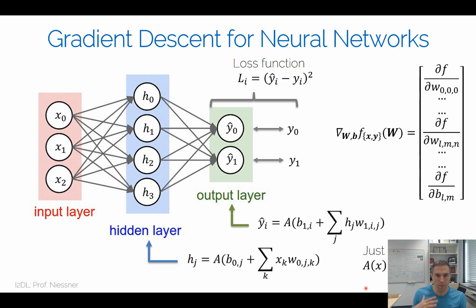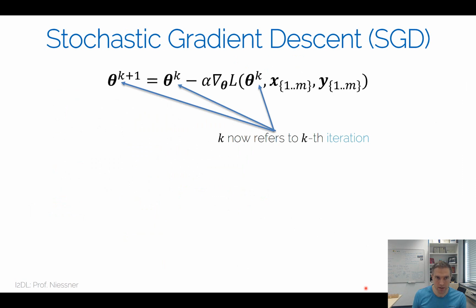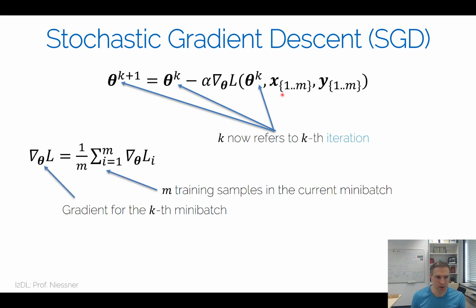Then we talked about making the gradient descent method practical, meaning we talked about stochastic gradient descent. So instead of computing a gradient over all training samples simultaneously, we are now taking the gradient just over a subset of samples, which we call mini batches. These mini batches go from 1 to m here. And then basically we're computing the gradient with m samples, which is m training samples in the current mini batch. And then the k here becomes the kth iteration, which means using the kth mini batch.